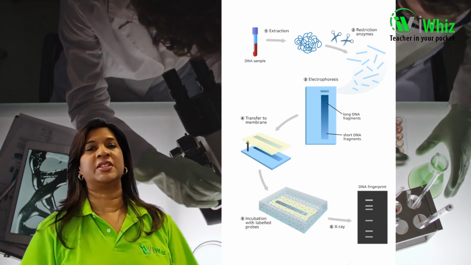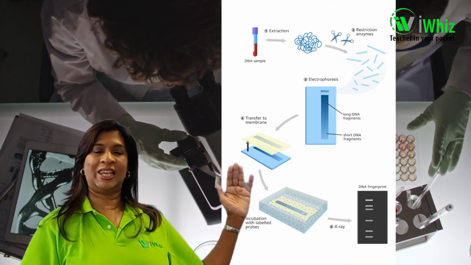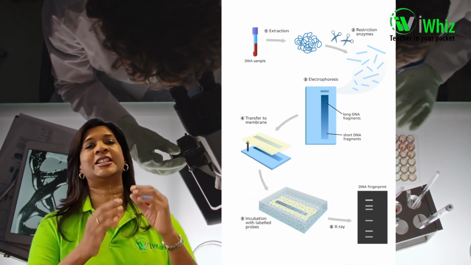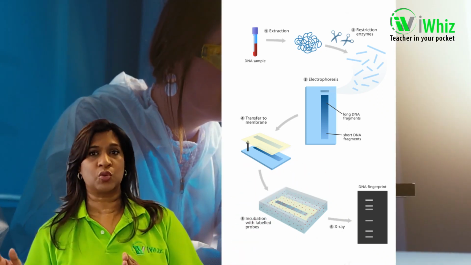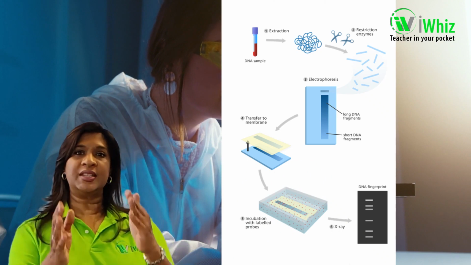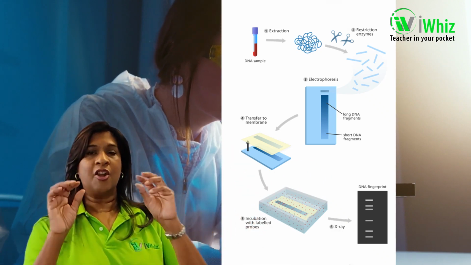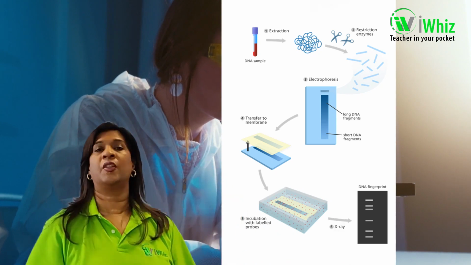These fragments of DNA then undergo a process called gel electrophoresis. What this process does is it separates the longer fragments of DNA from the shorter fragments. This is then placed on a membrane, and radioactive probes are then added to the DNA on that membrane.